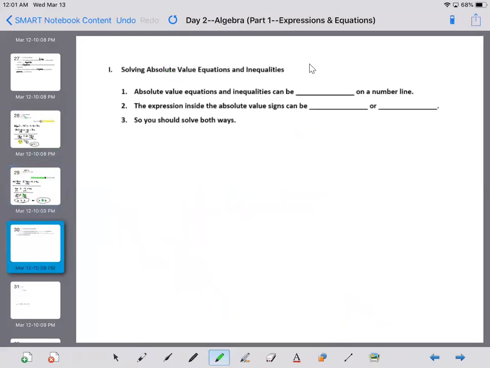All right, so let's look at solving absolute value equations and inequalities. So absolute value equations and inequalities can be graphed on a number line. And the expression inside the absolute value signs can be positive, or it could be negative. So we should solve it both ways. We want to look at the positive side and we want to look at the negative side.